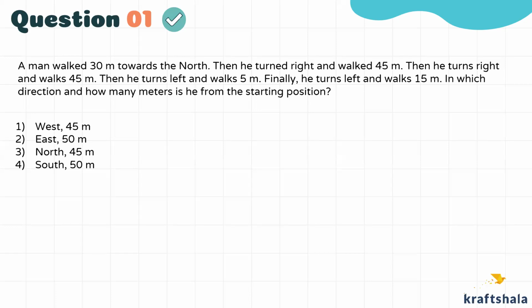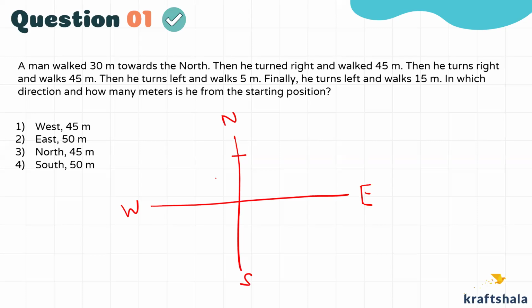All right, so few people have responded. Let's start. So again, it's a direction question. So first we will draw this. Now, a man walked 30 meters towards north. So this is 30. He turned right and walked 45. Then he turns right and walks 45.